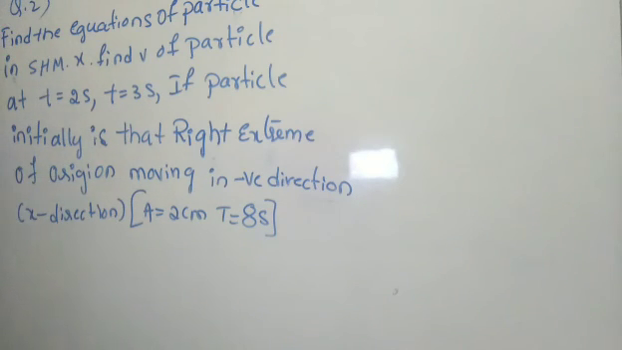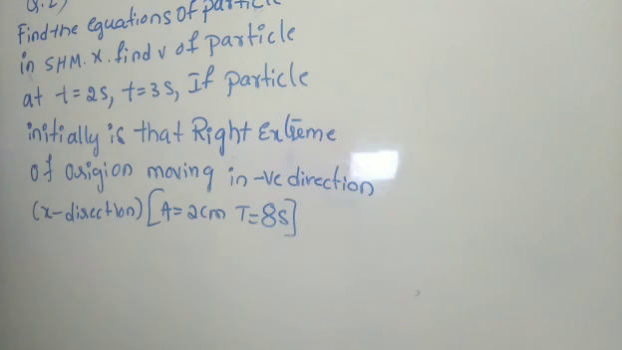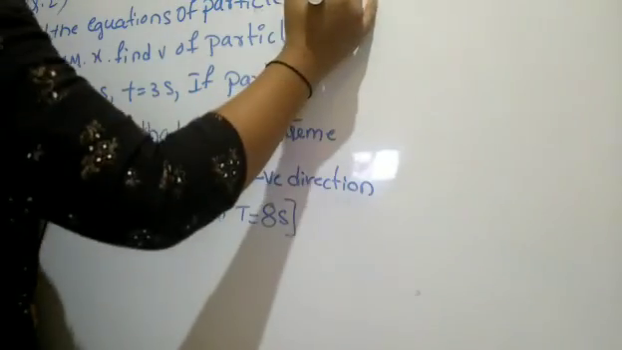So once again you have to go through the problem here. Find the equation of a particle in simple harmonic motion x, and find the velocity of the particle at t = 2 seconds and t = 3 seconds, if the particle initially is at the right extreme of the origin moving in the negative x direction, where the amplitude and the time period are given here. Now we'll go ahead with the diagram first. We need to understand where exactly the particle is.